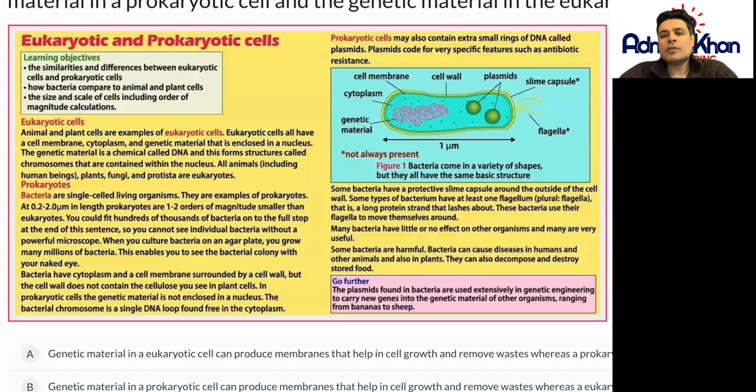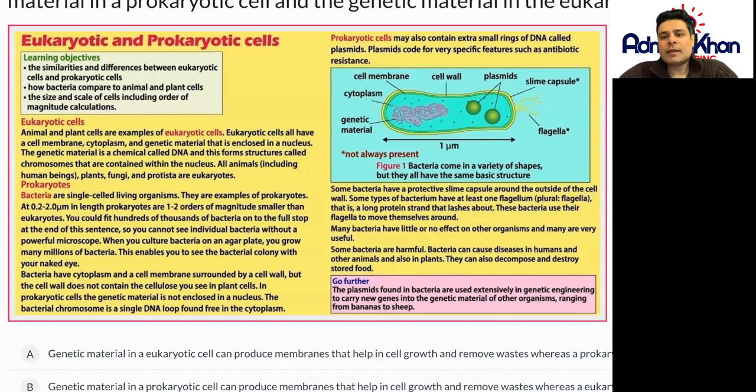Prokaryotes are 1 to 2 orders of magnitude smaller than the eukaryotes. You could fit hundreds of thousands of bacteria on the full stop at the end of this particular sentence. So you cannot see individual bacteria without a very powerful microscope.